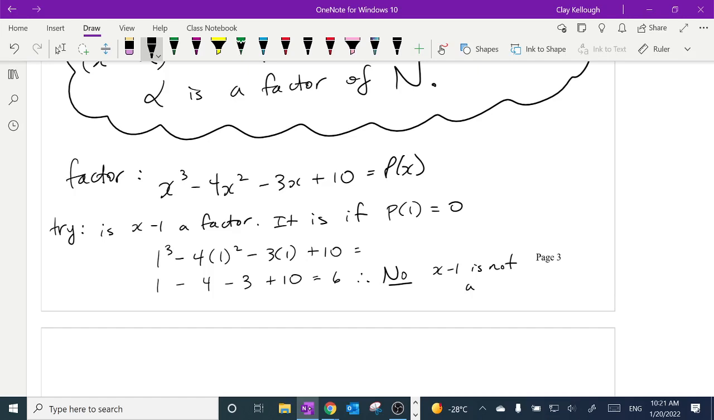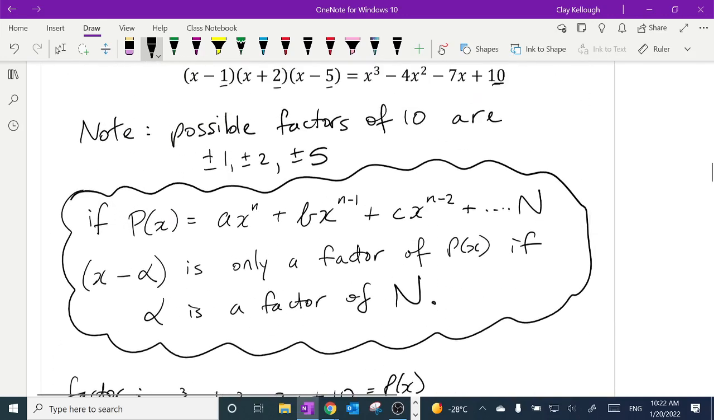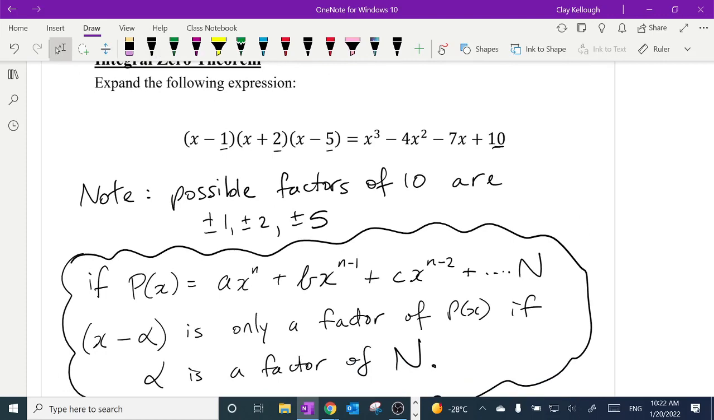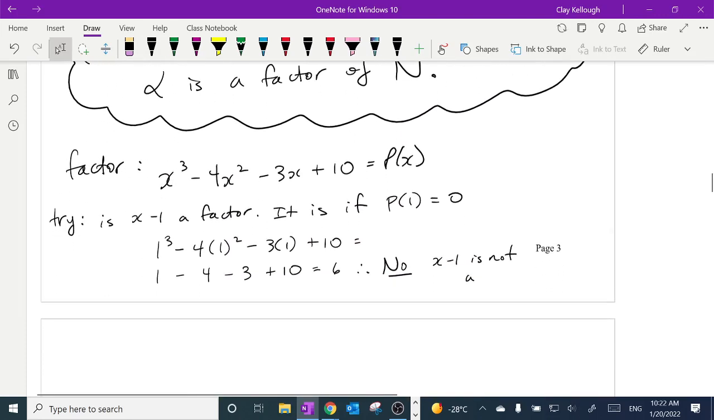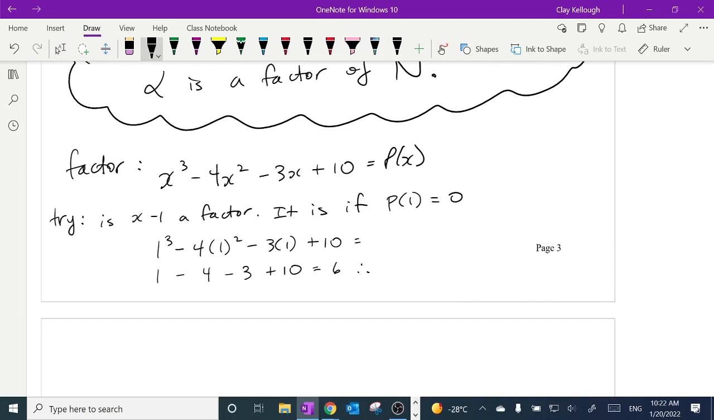Oh, wait a minute. We know that it is. Did I do something wrong? 1 minus 4. Isn't it negative 7x? Did we copy it right? Let's see. Where's the work here? Oh yeah, we copied it wrong. Thank you. There we go. Good eye.